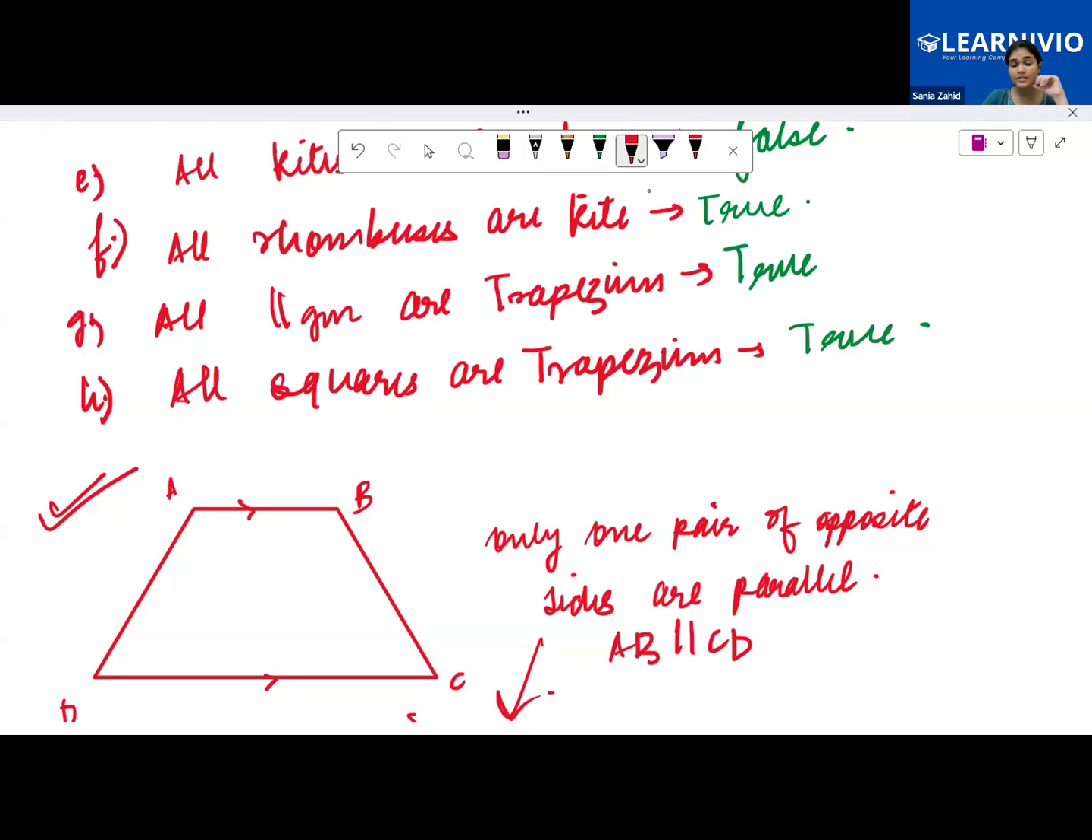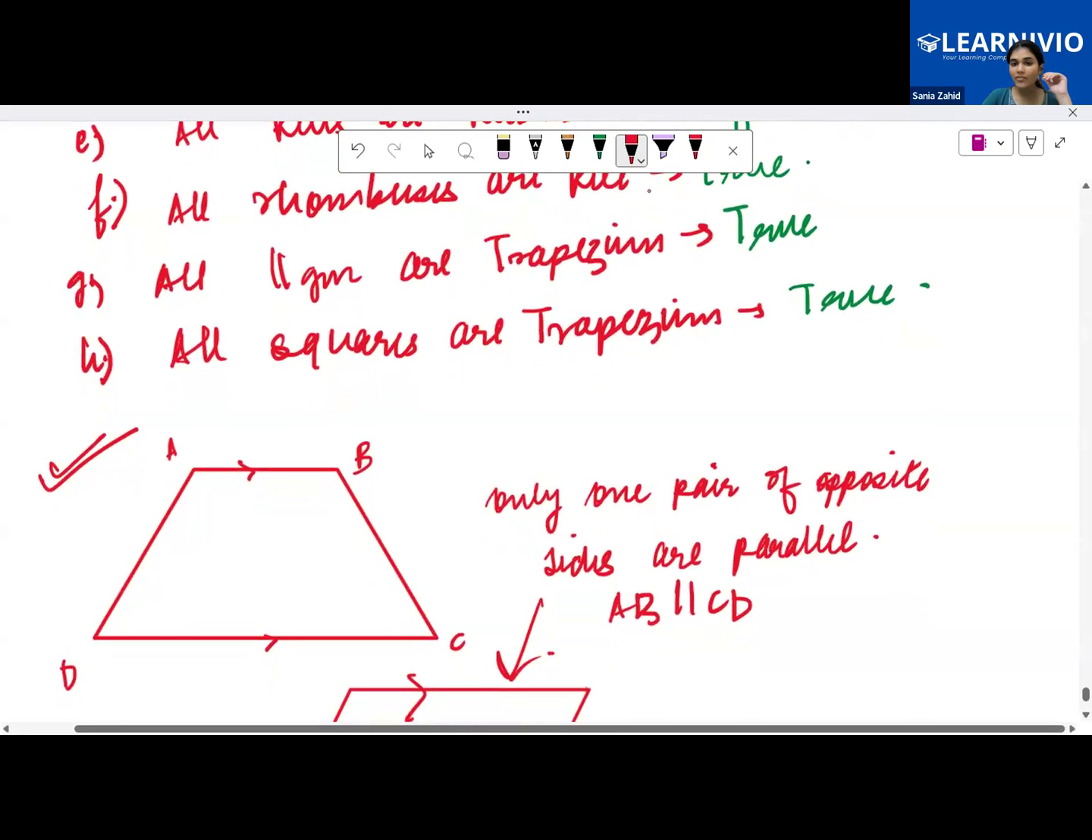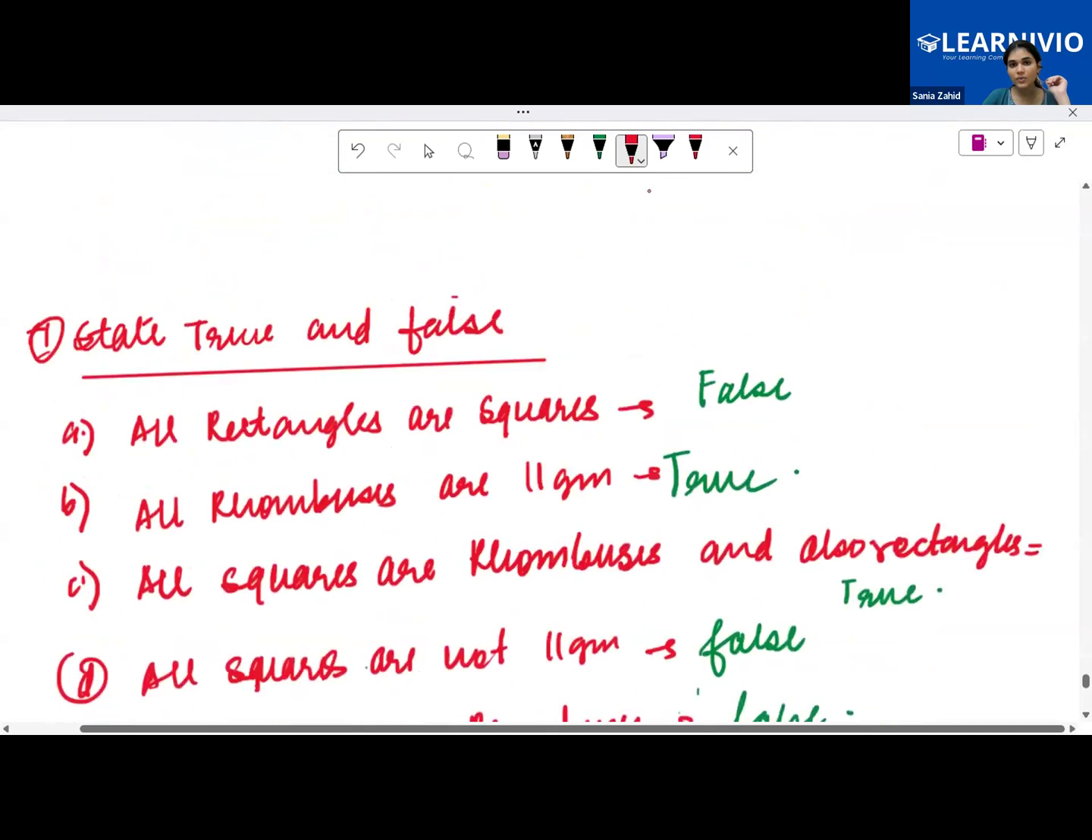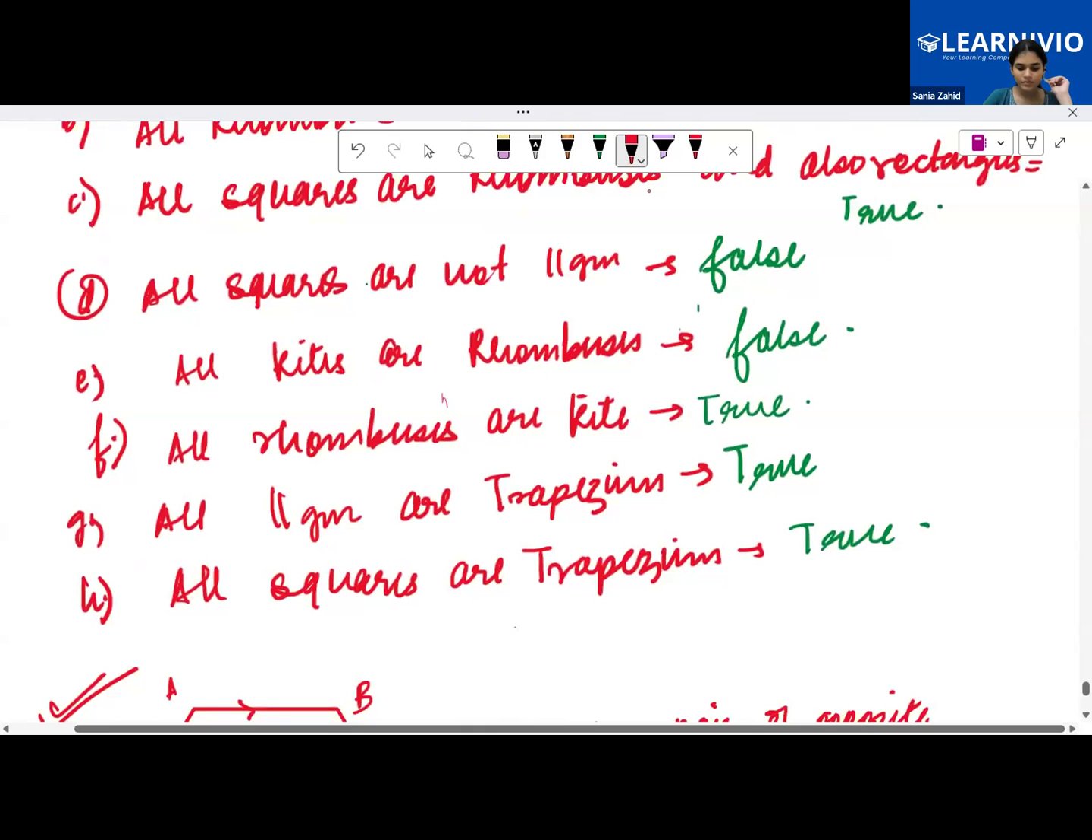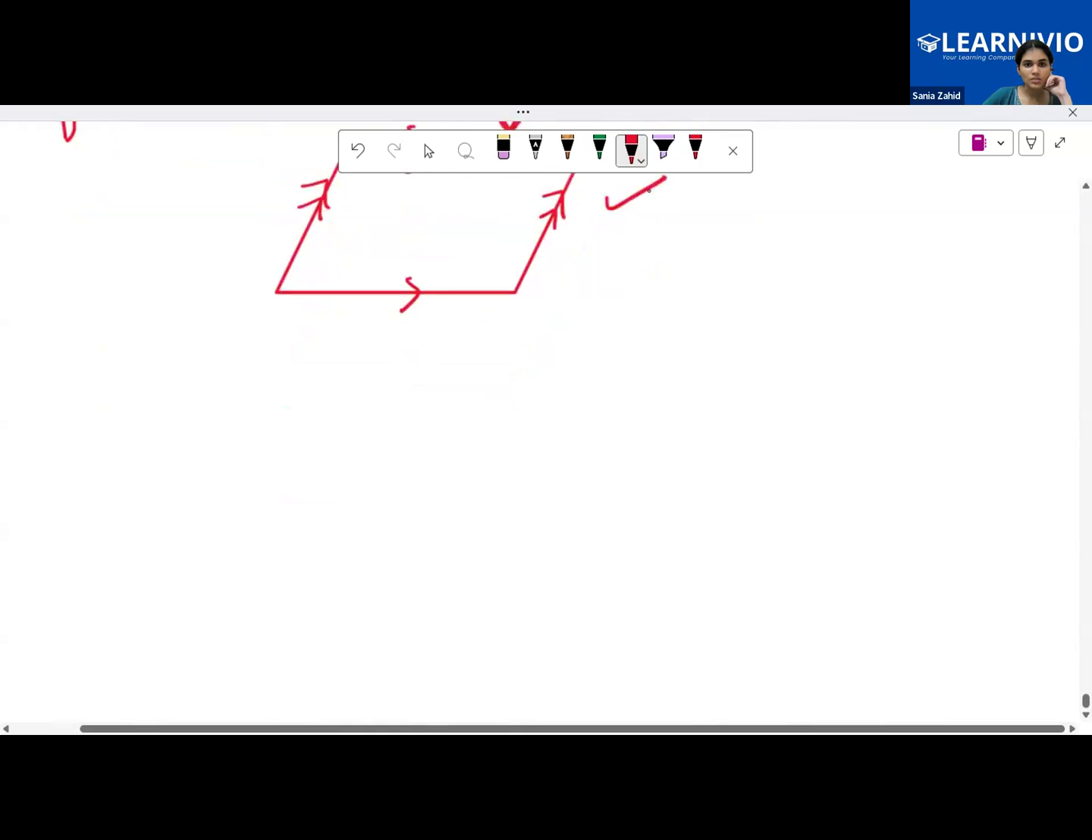All squares are trapezium. True. Why? Because in a trapezium, one pair of opposite sides should be parallel. In a square, we have one pair of opposite sides parallel. In fact, we have two pairs of opposite sides parallel. So this is also true. Do you understand these questions? Yes, ma'am. Okay. Now I shall give you another question.